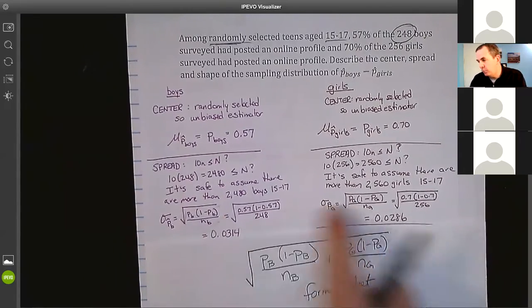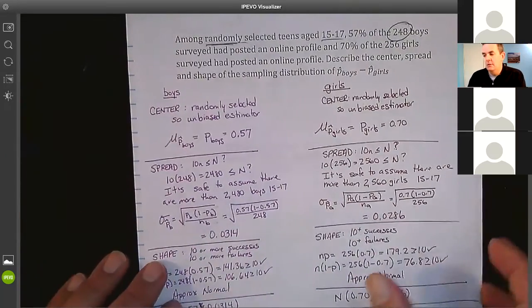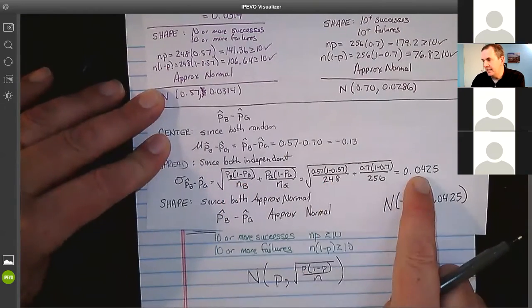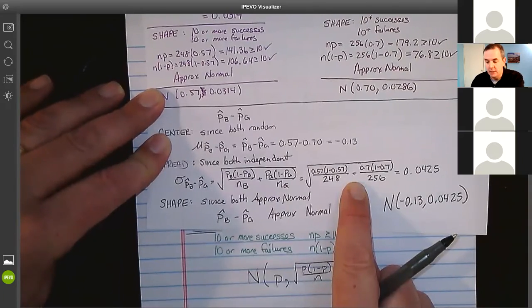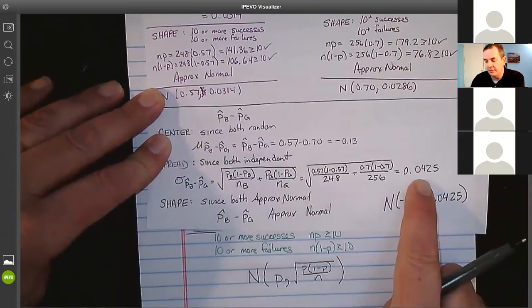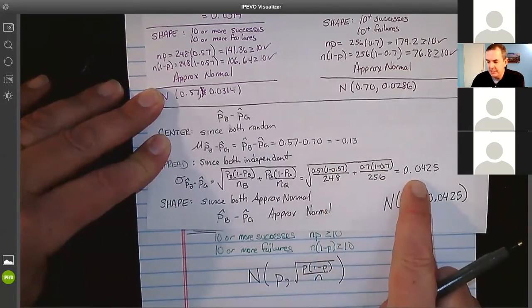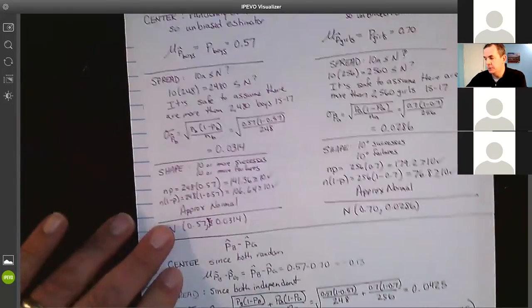So when I go to plug all of these in to find the difference, I'm going to plug in all the numbers down here, and I'm going to get a new standard deviation of 0.0425. This is literally substitution and simplification using the calculator. So I'm going to use this formula to get my standard deviation. Like Rafsa said earlier, my center was negative 0.13. My standard deviation was 0.0425. So now I'm getting a new standard deviation, a new mean, and that's what I'm going to use.